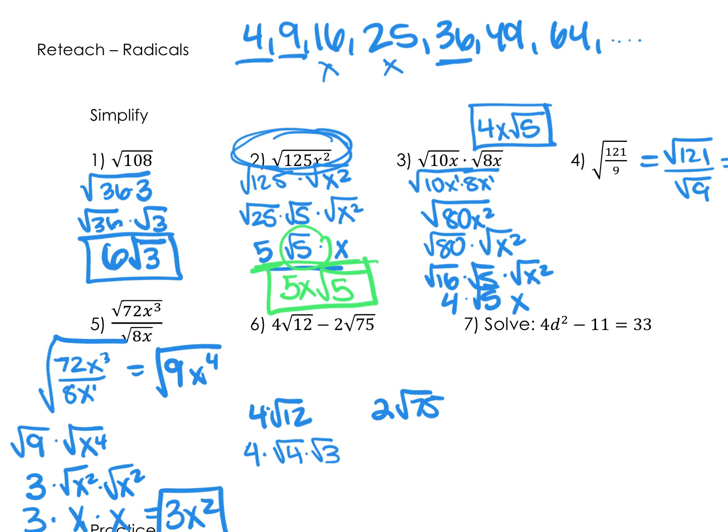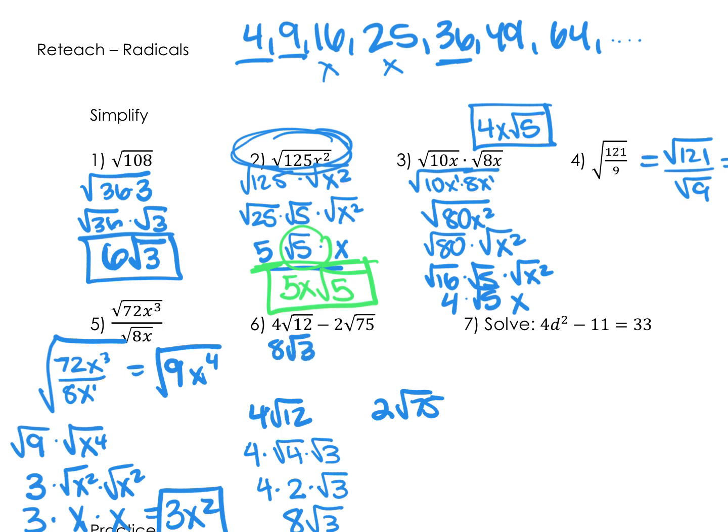The square root of 4 is 2, so this will be 4 times 2, because that was being multiplied. And then we can't simplify radical 3, so that's going to stay radical 3. 4 times 2 is 8, so this will be 8 radical 3. So that's the simplified version of 4 radical 12. That becomes 8 radical 3.